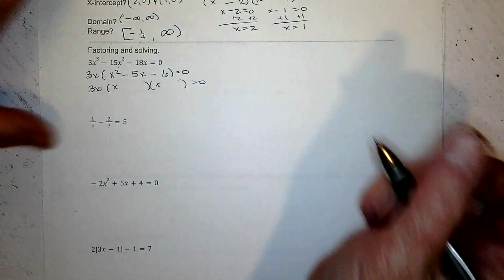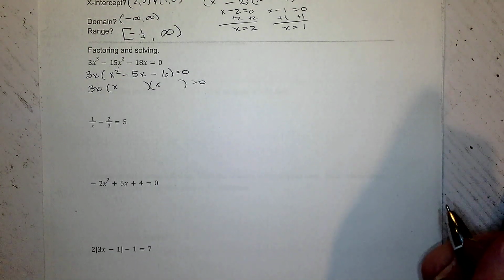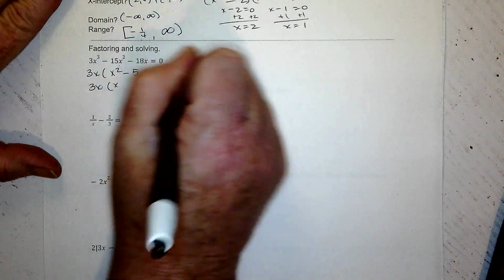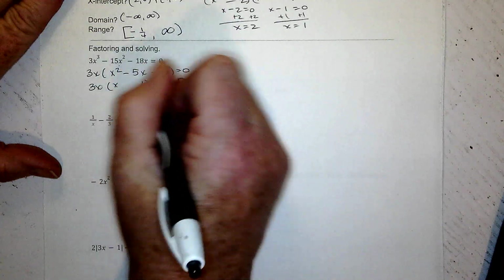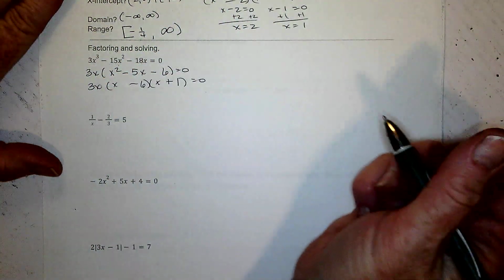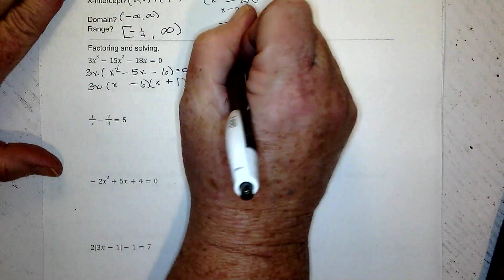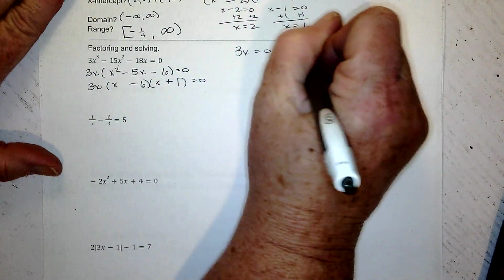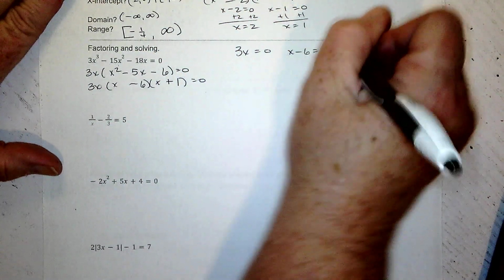x and x. Let's see, it's going to be either 6 and 1 or 3 and 2. It's going to have to be 6 and 1 because 3 and 2 are not going to be able to be added together, because I need a negative and a positive. Now I take each of these terms and set them equal to 0 and solve for x.